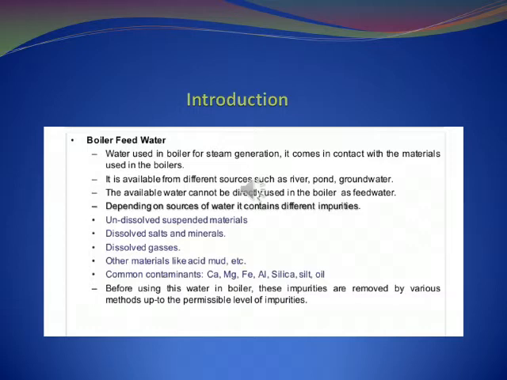Depending on the source of water, it contains different impurities: undissolved suspended materials, dissolved salts and minerals, dissolved gases, and other materials like acid and mud, and common contaminants like calcium, magnesium, iron, alumina, silica, and oils. Before using this water in the boiler, these impurities should be removed by various methods up to the permissible level of impurities.